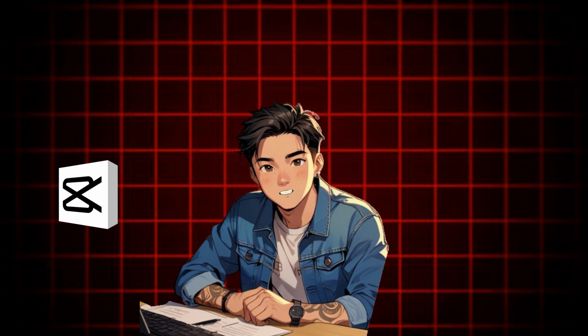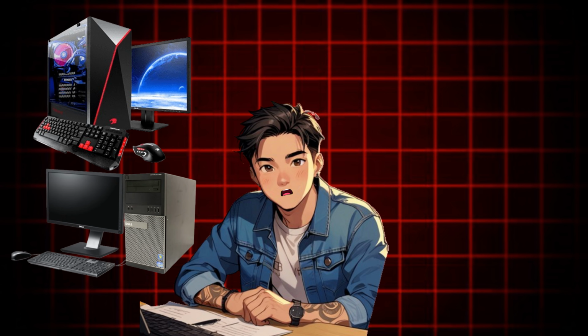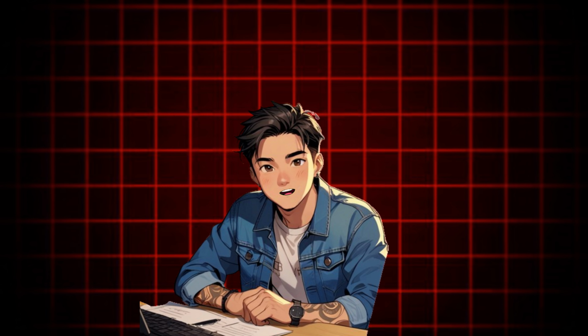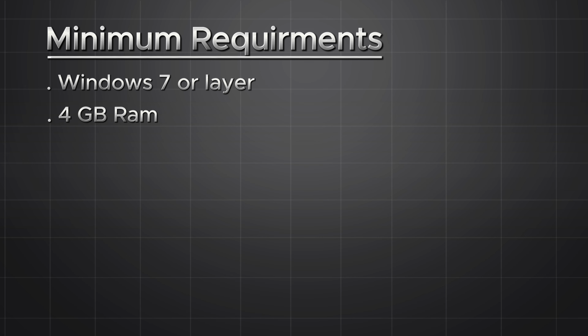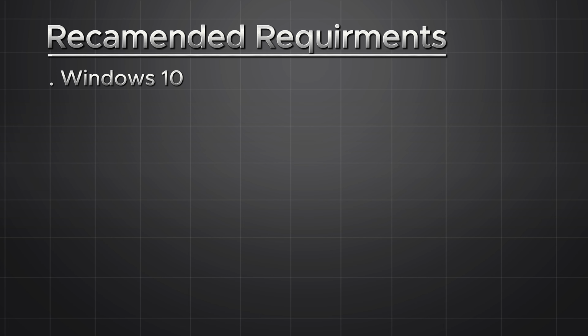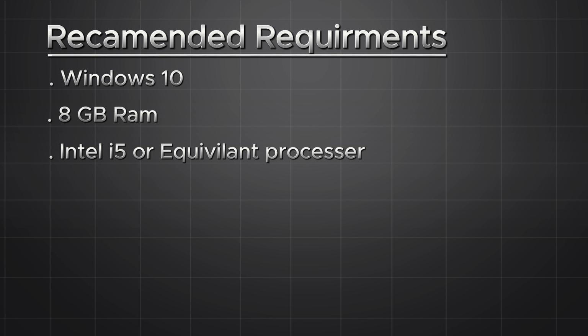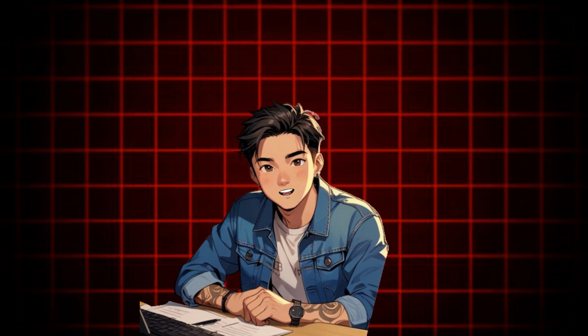CapCut is designed to work well on a variety of PC setups. Here are the system requirements to ensure optimal performance. Minimum requirements: Windows 7 or later, 4GB RAM, Intel i3 or equivalent processor. Recommended requirements: Windows 10, 8GB RAM, Intel i5 or equivalent processor, dedicated graphics card. If your PC meets these requirements, you'll have a smooth editing experience with CapCut.